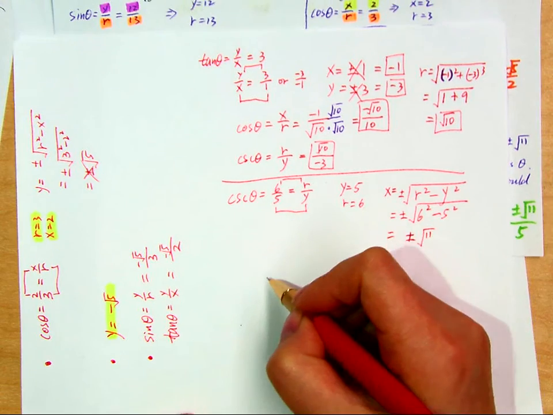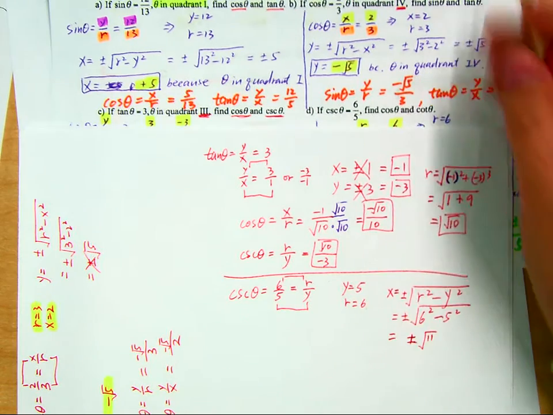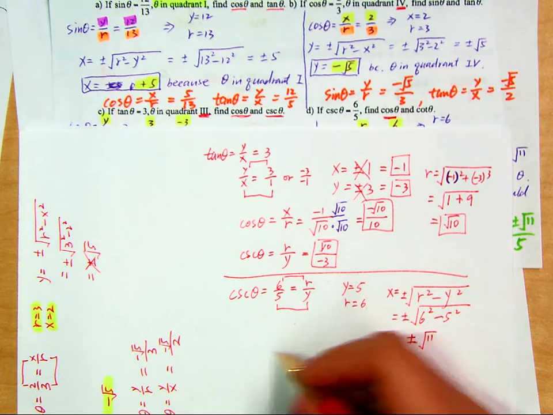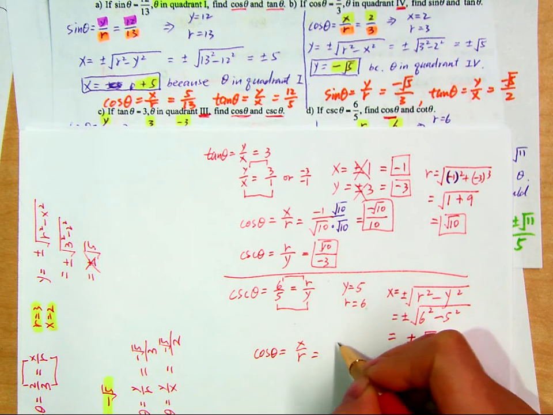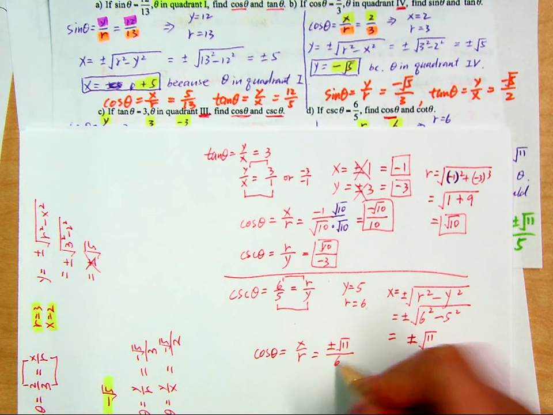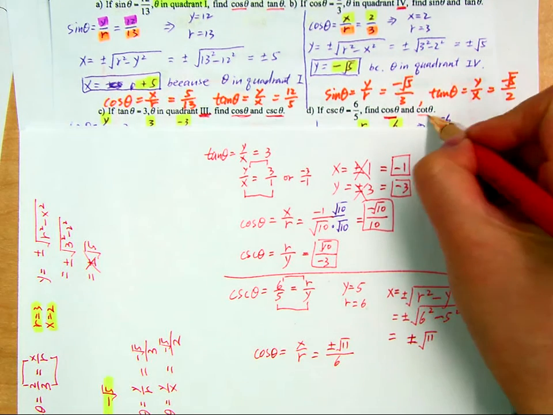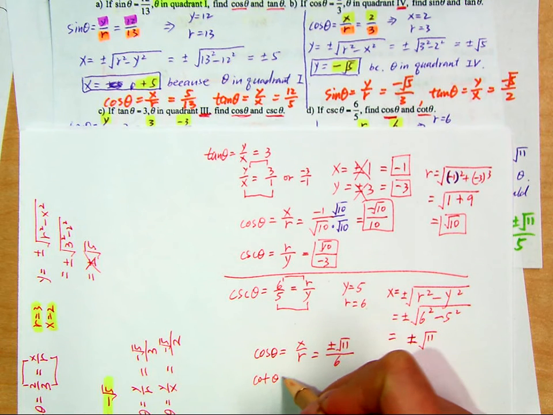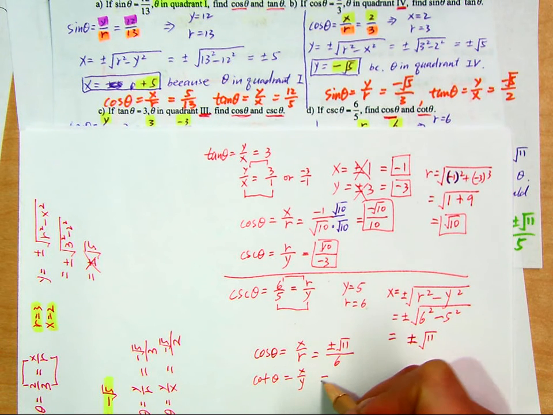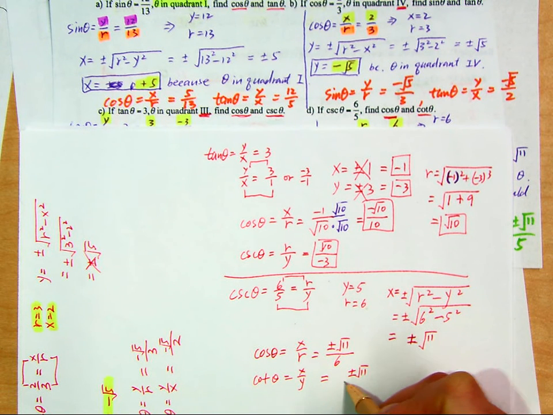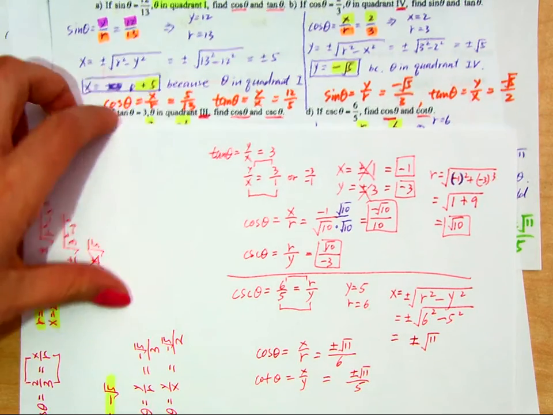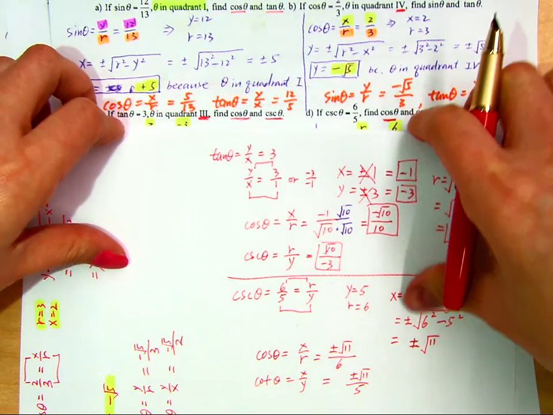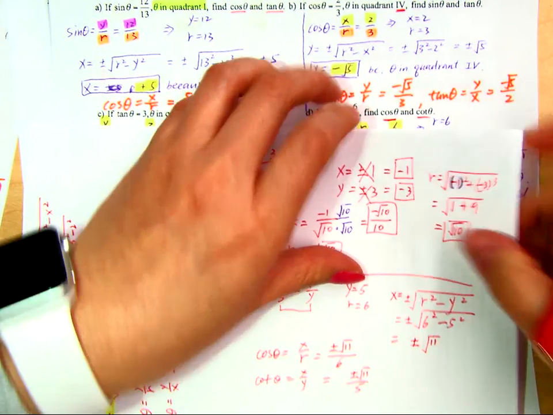And now we're solving for cosine. Cosine is x over r, and x is plus or minus radical 11, just keep r as 6. And the cotangent is x over y, so it'll be plus or minus radical 11 over 5. And that's it. That's how we do this one. I'll show you one more example for this type of problem.